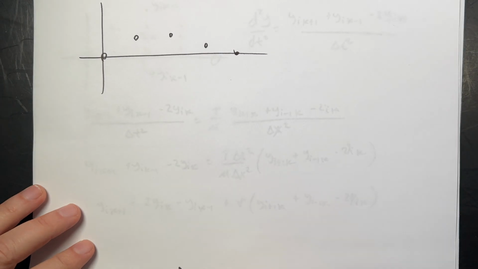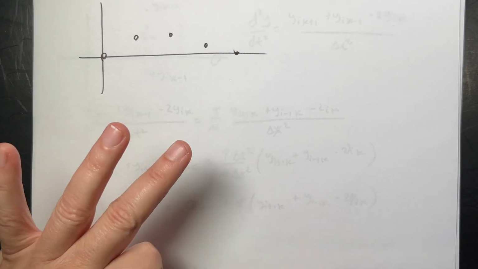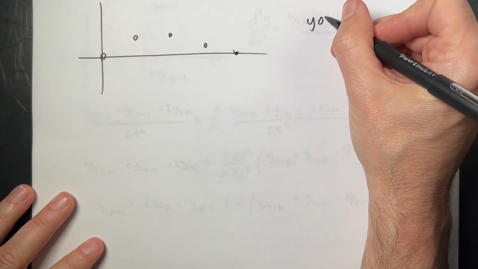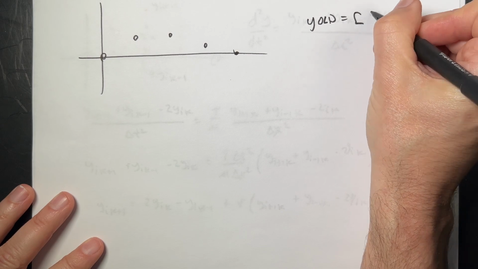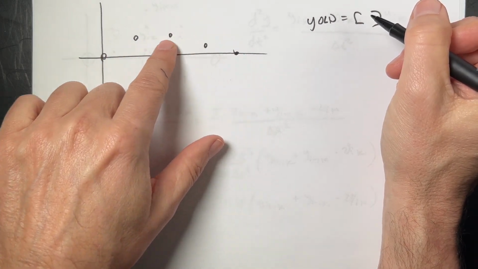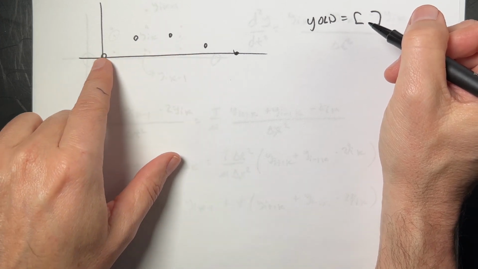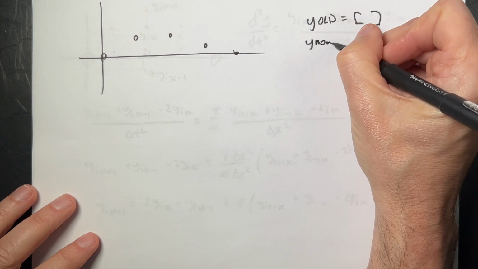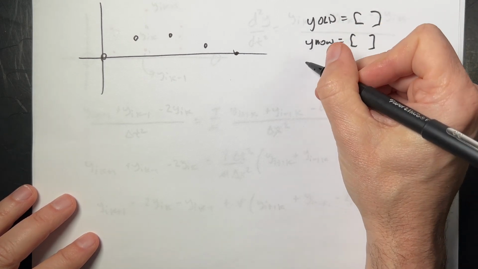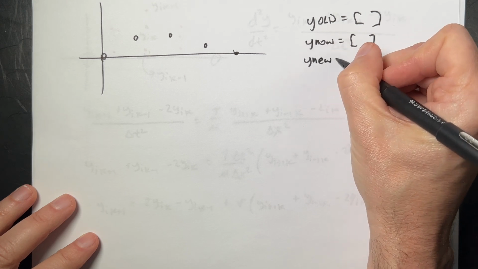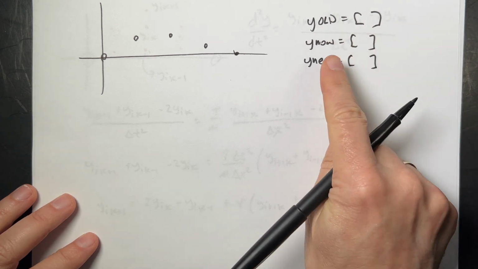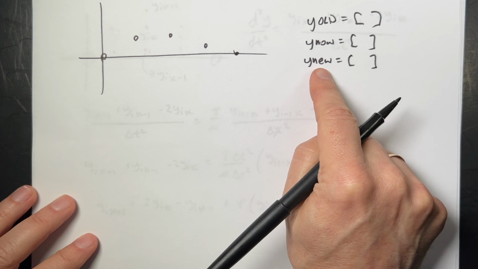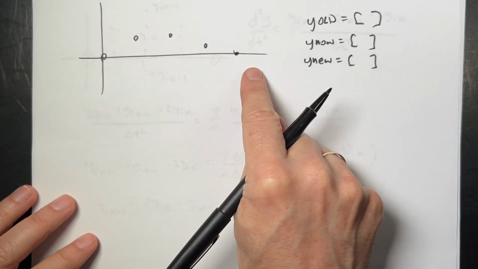There's my endpoints. I'm going to make 3 lists called y old, and it's going to be a list of all the data values at the different x values in the past time. Y now is a list, and then y new is a list, right? So those are my k minus 1, k plus 1, and then the space-wise, they're just going to be spaced out.